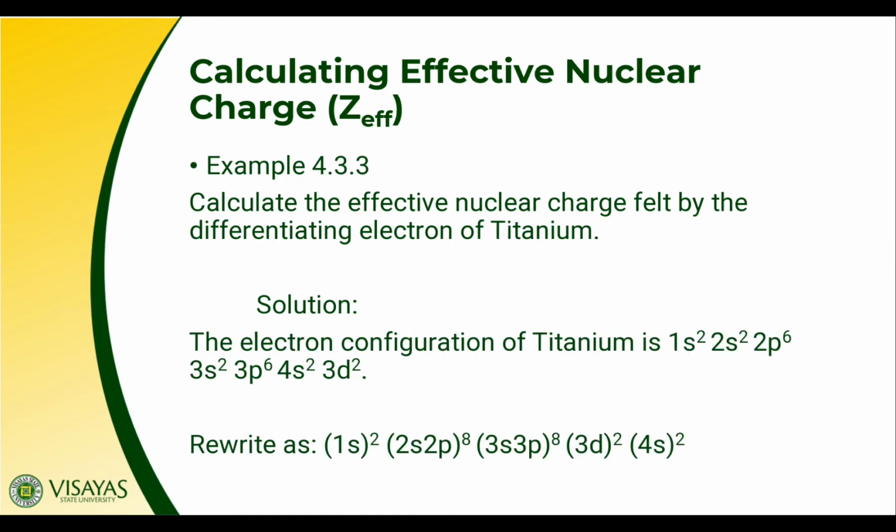For our third example, calculate the effective nuclear charge felt by the differentiating electron of titanium. The electron configuration of titanium is 1s2, 2s2, 2p6, 3s2, 3p6, 4s2, 3d2. Now what we're going to do is rewrite it. We start with the first energy level, followed by the second energy level, then the third, and lastly the fourth energy level.